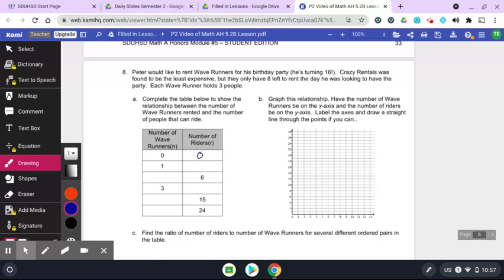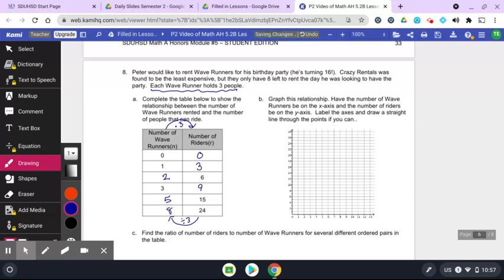If I have one Wave Runner, I can put 3 people on it. So I know when it says each Wave Runner holds 3 people, to get from number of Wave Runners to riders, I have to multiply by 3, which means if I'm going the other way, I have to divide by 3. So 6 divided by 3 is 2. 3 times 3 is 9. 15 divided by 3 is 5. 24 divided by 3 is 8.